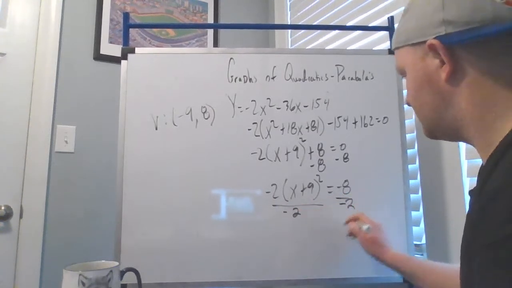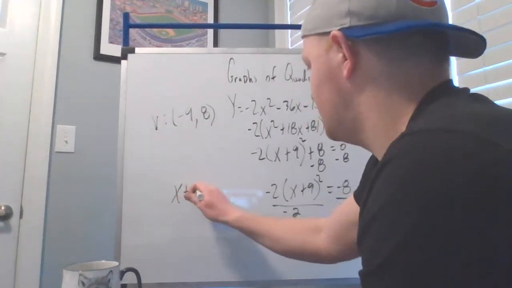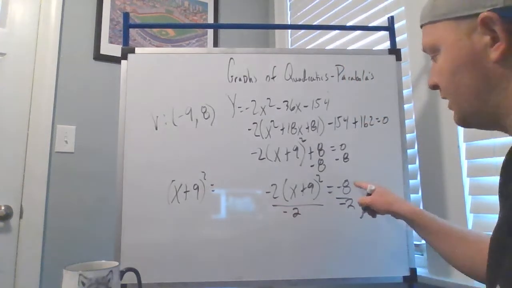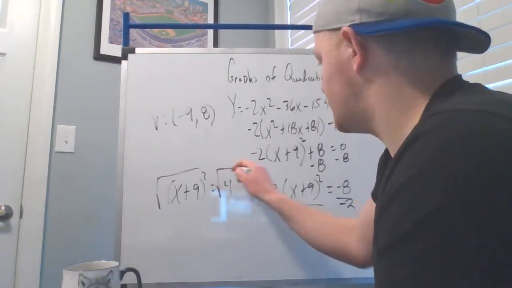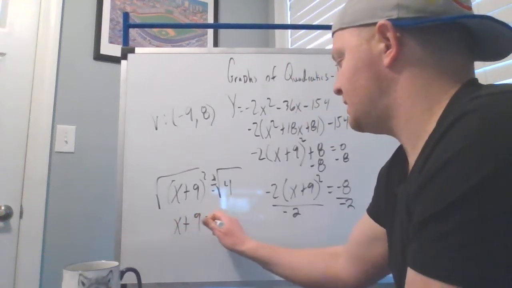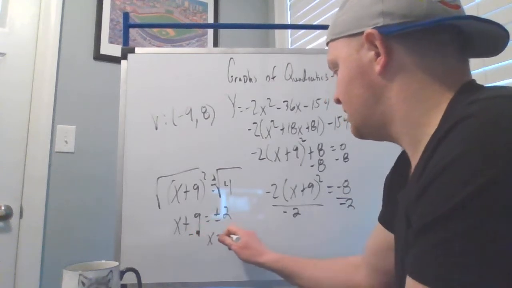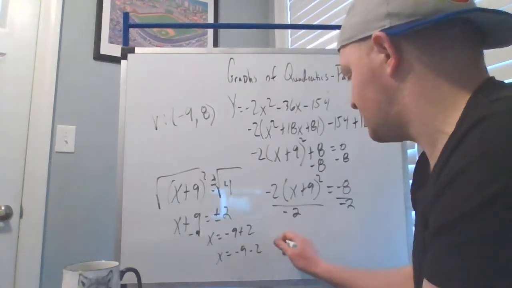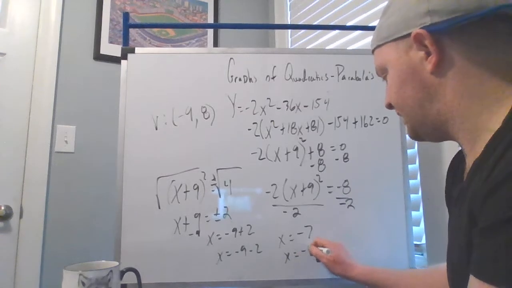Divide by negative 2. So now this says, sorry, I'm running out of room. I'll put this over here. So now this says x plus 9 squared equals, do not forget to divide by this negative or else you're going to get a hot mess. This is going to equal 4. Square root both sides. Remember, this is plus or minus, whatever you get here. So now this is x plus 9 equals plus or minus 2. So x equals, remember to subtract 9, negative 9 plus 2, and x equals negative 9 minus 2. So x equals negative 7, and x equals negative 11.